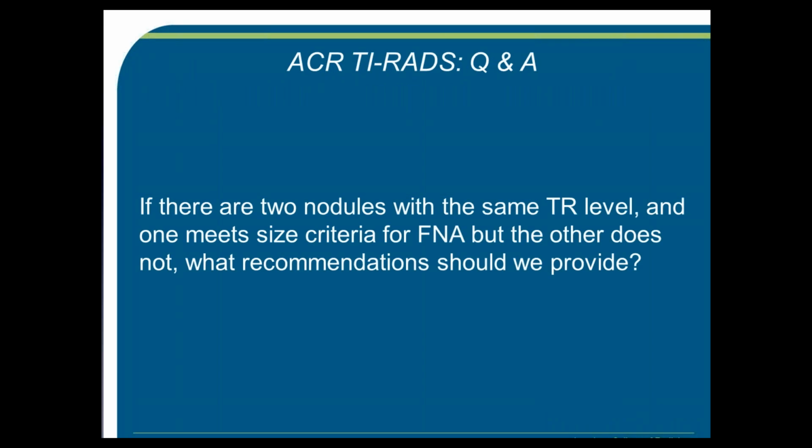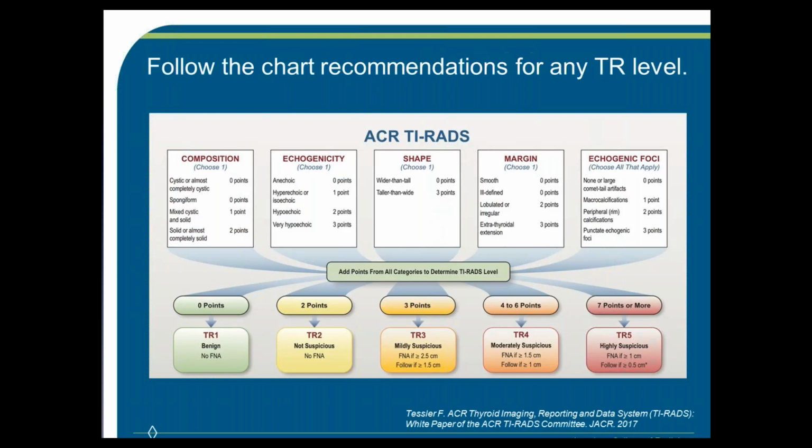What if there are 2 nodules with the same TR level? One meets the size criteria for FNA, but the other doesn't. What recommendations should be provided? Here, we follow the chart recommendations for any TR level. So for example, if you have TR3 nodules, one of which is 3 centimeters and the other is 1 centimeter, the larger nodule will warrant FNA and the smaller nodule will not even require follow-up. So it's just basically a matter of following the chart.